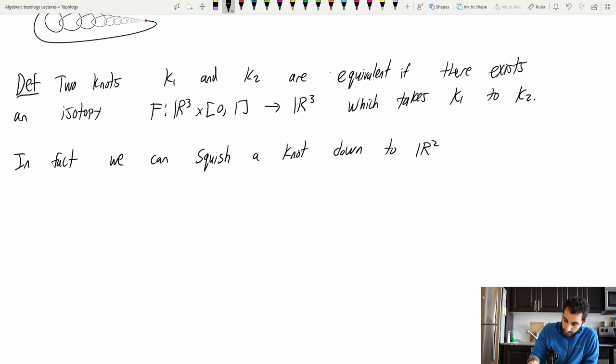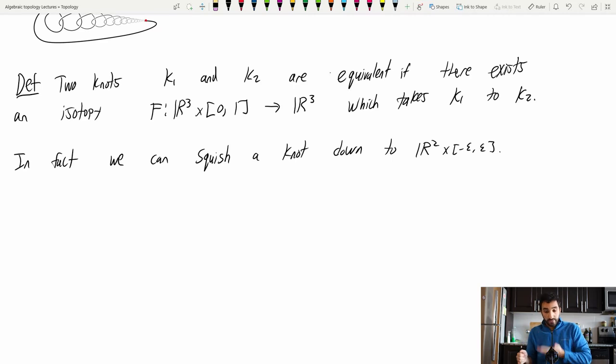to R2 cross [negative epsilon, epsilon]. So I have this string sitting inside of three-dimensional space. I'll just illustrate what I mean with this belt again here. Here it's sitting all around three-dimensional space, and I can just essentially squish it down. And now it's pretty much lying in a plane, except there are some places here where the belt is going to pass on top of itself. And there, I can't get everything to really be flat. So that's the idea.